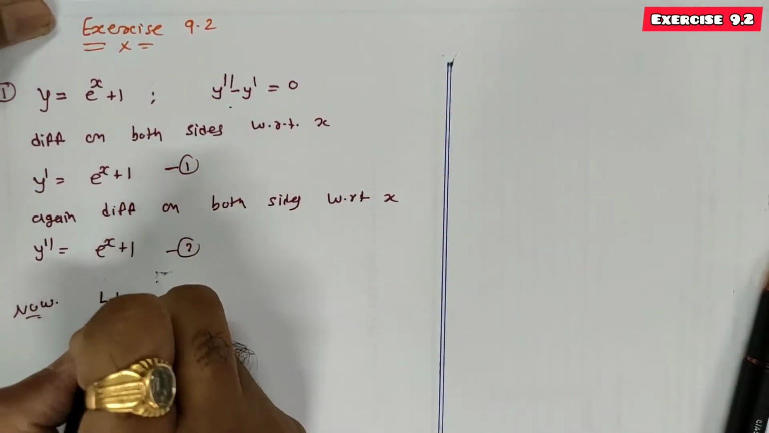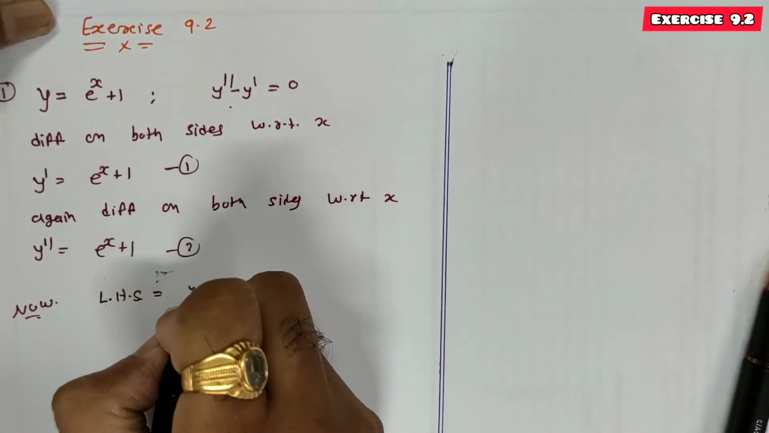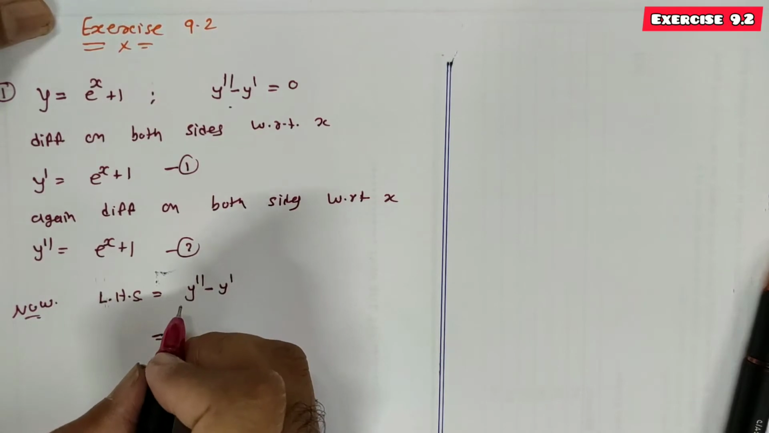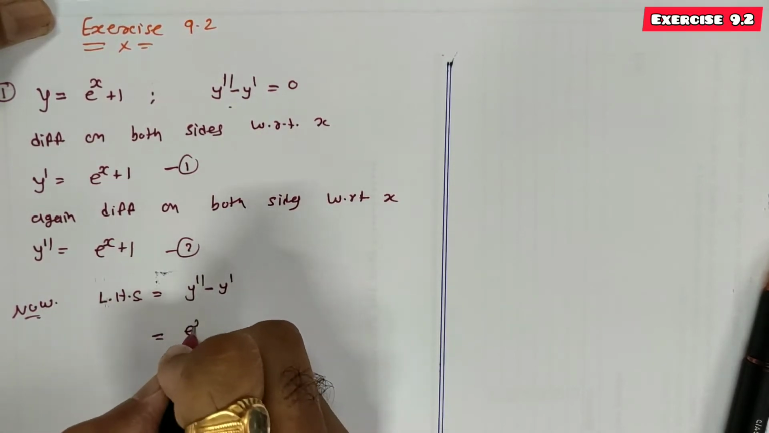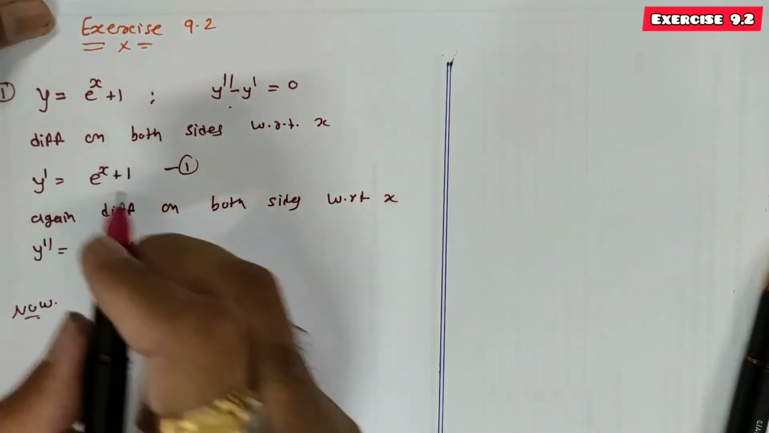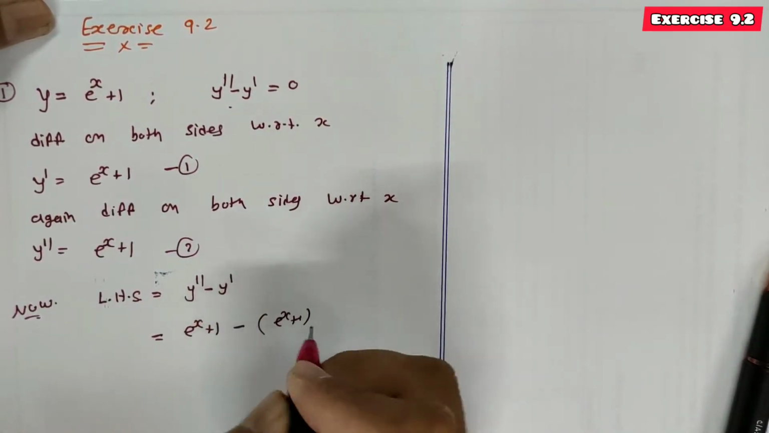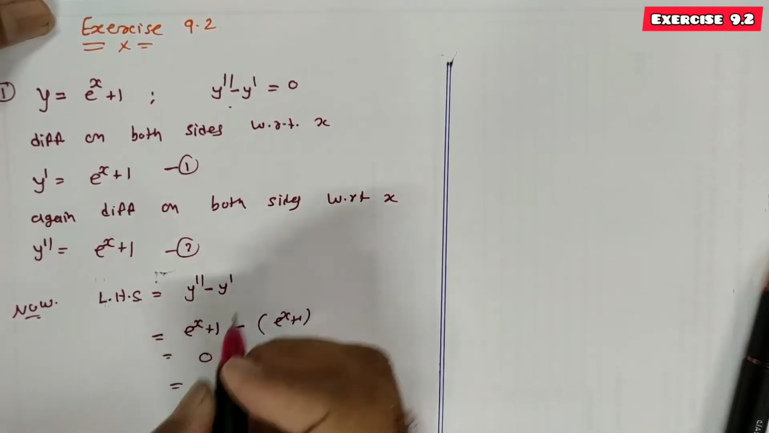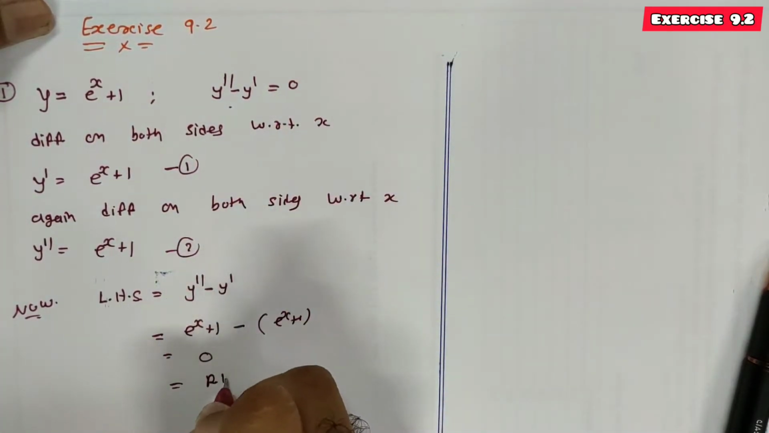So the left hand side of this equation is y double dash minus y dash. Put the value of y double dash from equation 2, which is e raised to x plus 1, minus the value of y dash from equation 1, which is again e raised to x plus 1. So e raised to x plus 1 minus e raised to x plus 1 is 0, and that is the right hand side of this equation.